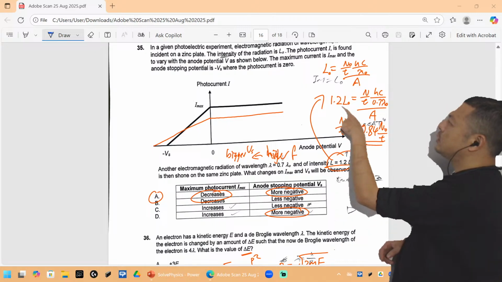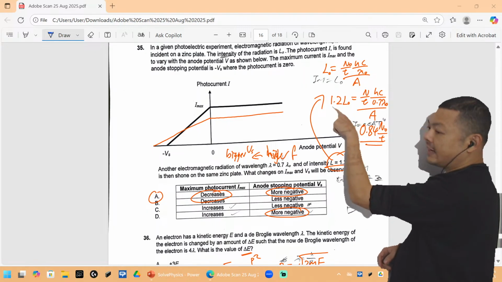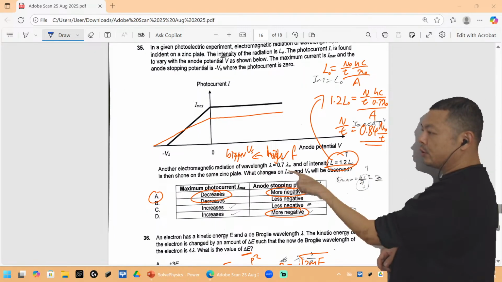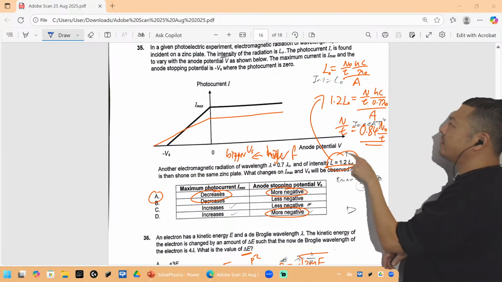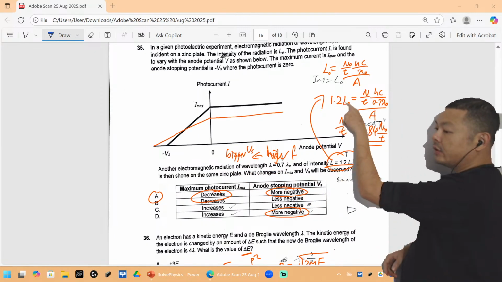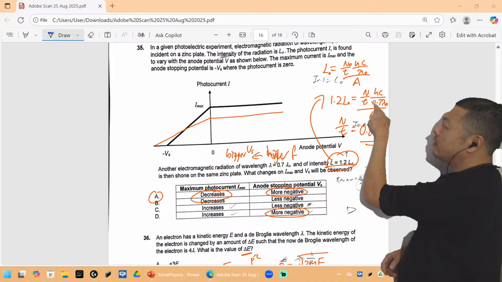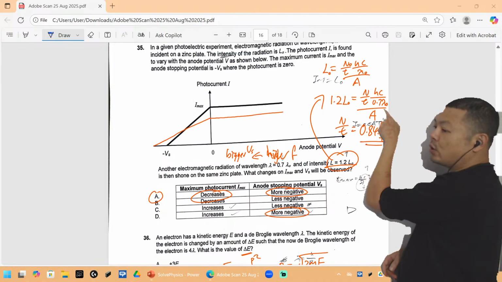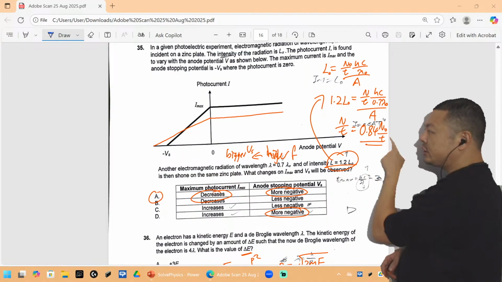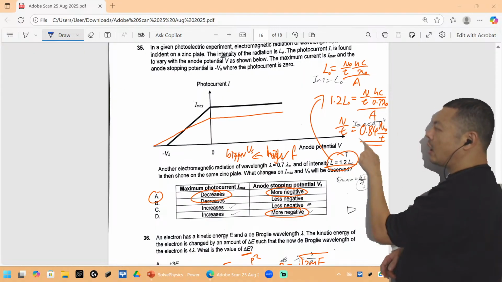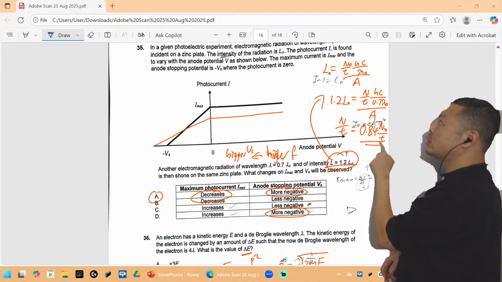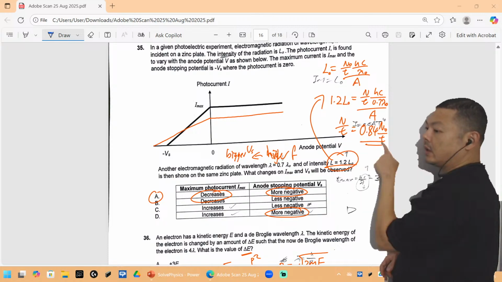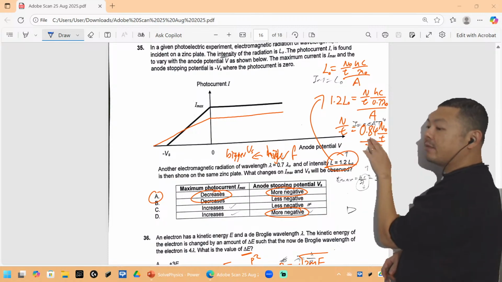So you know what I need to do? I need to write the equation for the new radiation, the new wavelength. 1.2 times the original intensity, n over t, hc over 0.7 lambda, and then I check the ratio of the rate of photons compared to the previous rate of photons. So it turns out it's 0.84 of the rate of photons.